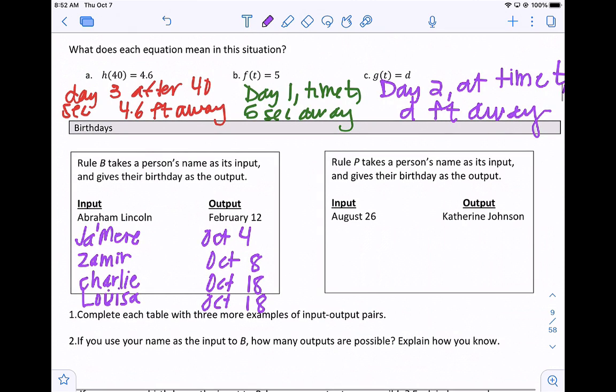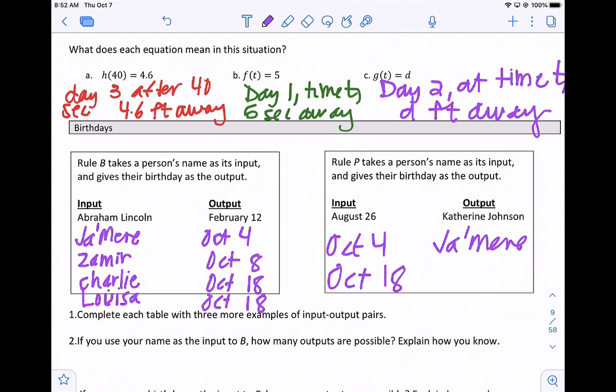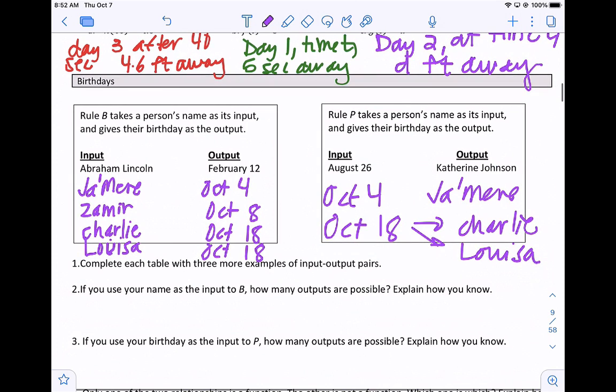All right, Rule P takes a person's birthday as its input and gives their name as an output. So for example, we could say, who was born on October 4th? That would be Jameer. Who was born on October 18th? Ooh, that would have 2 outputs. That would have Charlie and Louisa. Complete each table with 3 or more examples. Okay, I kind of did that.